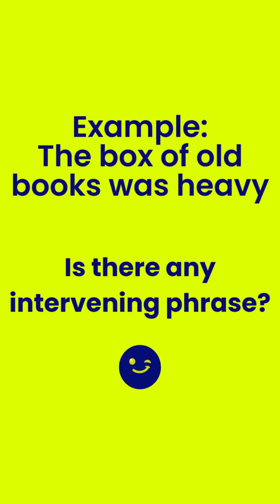So if there is an intervening phrase, we must focus and look for the original subject of the statement. Now, the original subject or the subject in the statement is the backs. That's why we can say the backs was heavy. It could be a complete sentence. Or we can also say like this, the backs of old books was heavy. That's why we have a singular verb in the sentence, which happens to be was.